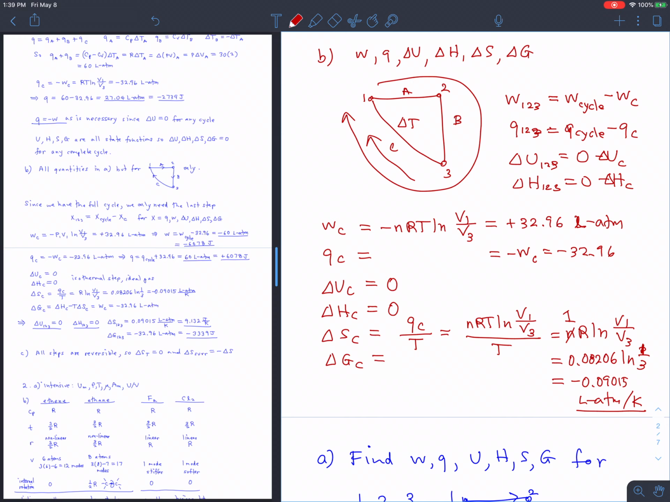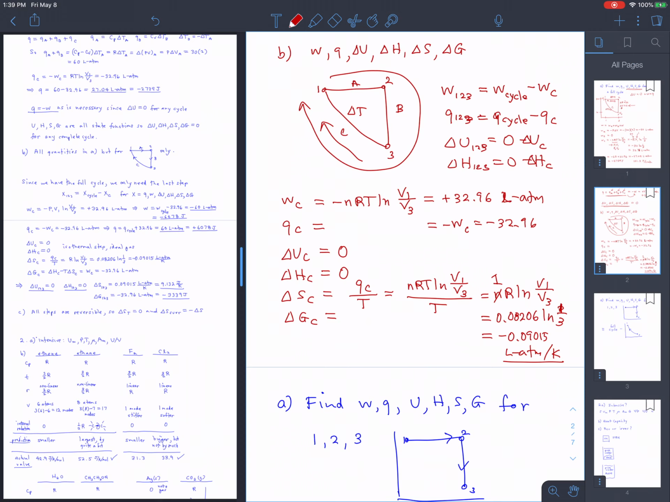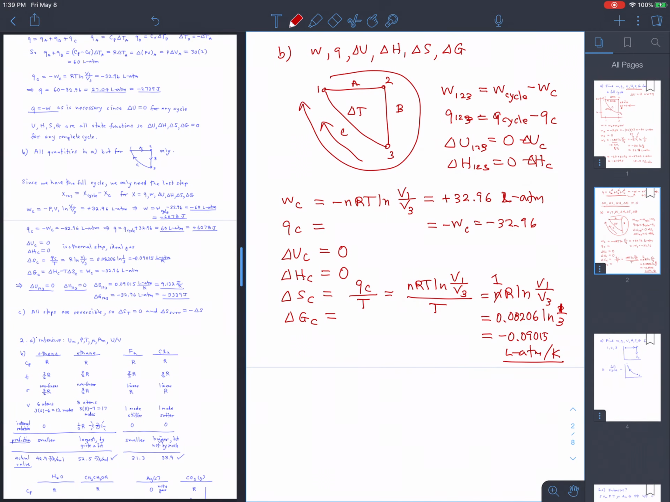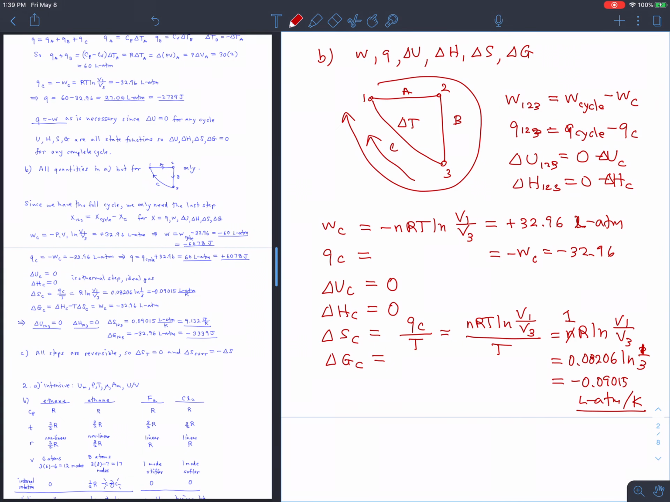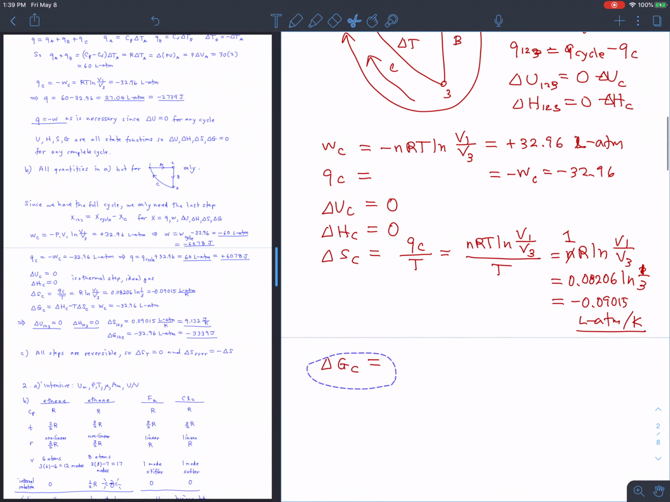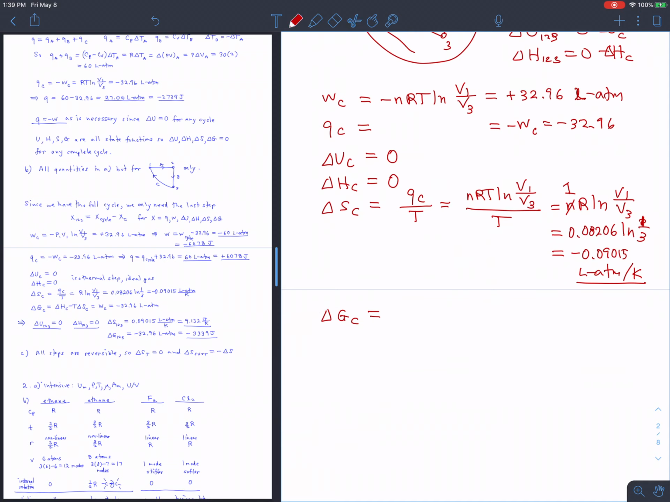Delta G for C can be calculated in a couple of ways now. First of all, we could use delta H of C minus T delta S of C, right? For an isothermal process, that's true. And we could compute it that way. That's a 0. That makes things easier. So all we'd have to do is take that number and multiply it by T. That would work.